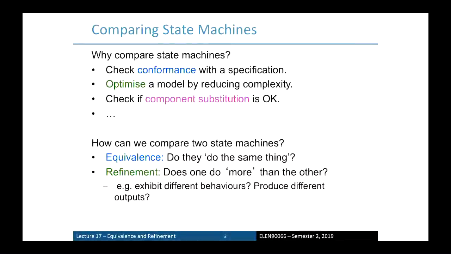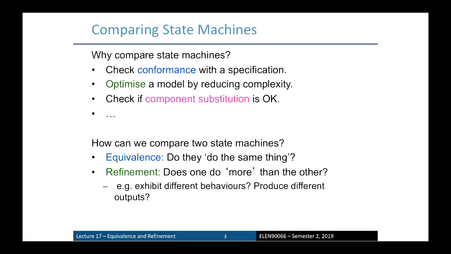So we're going to look at this, but restricting it to comparing not microprocessors, but state machines, because we have a formalism for describing how state machines work. And why do we need to compare them? Well, if we're given a specification for a state machine, we need to check that our state machine actually conforms with that specification. If it doesn't, well, you haven't done a good job, right? You haven't built it according to the specs.